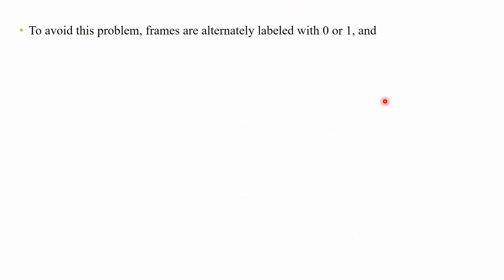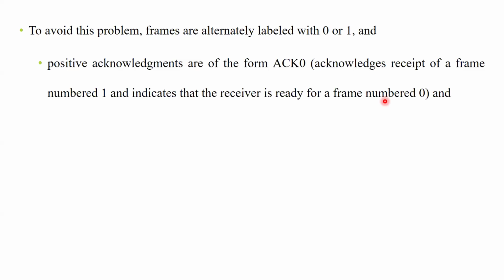To avoid these types of problems, the frames have alternate labels of zeros and ones. Let us see those zeros and ones now. The positive acknowledgement is the first one to avoid it, so we have alternating labels of zeros and ones.